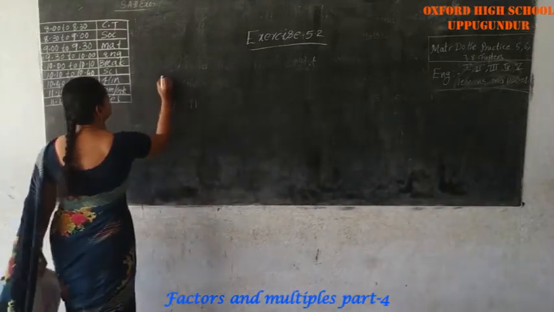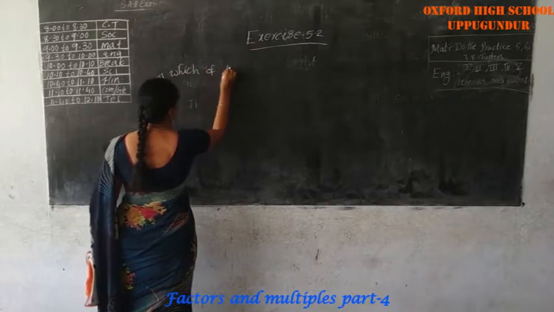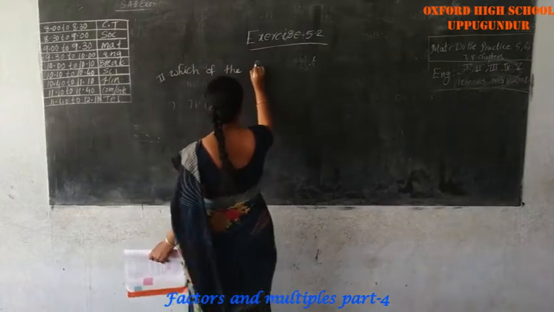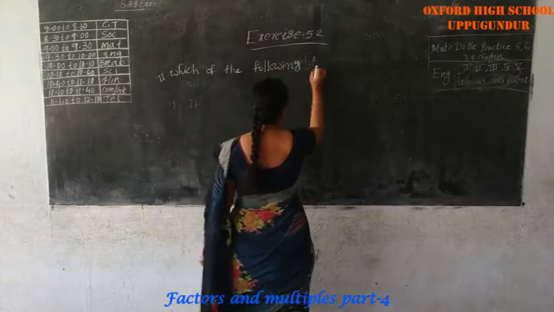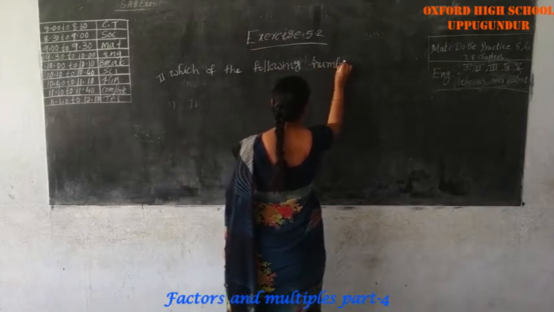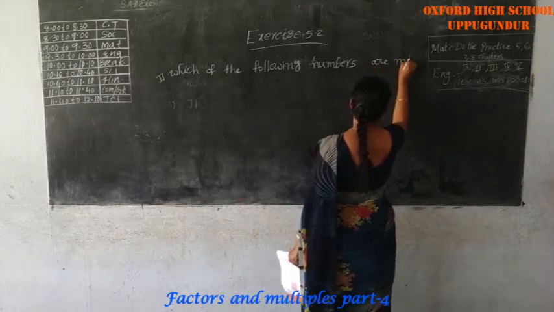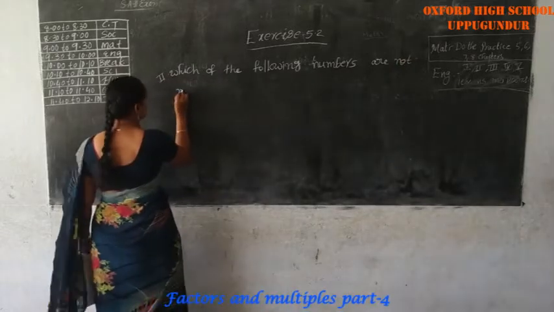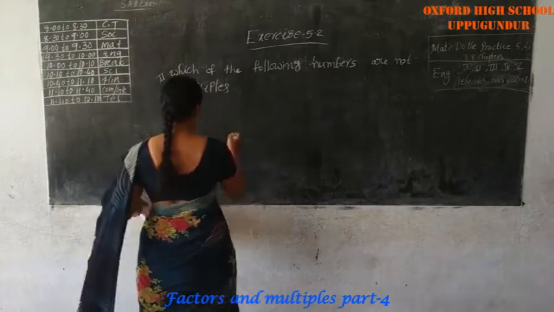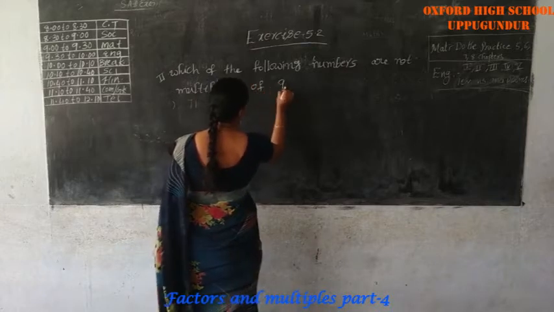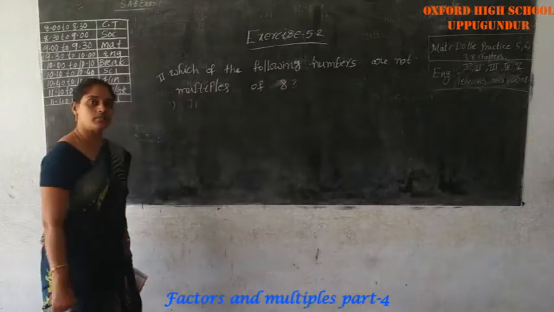Second one. Which of the following numbers are not multiples of 9, not multiples of 8? Okay, not multiples of 8.